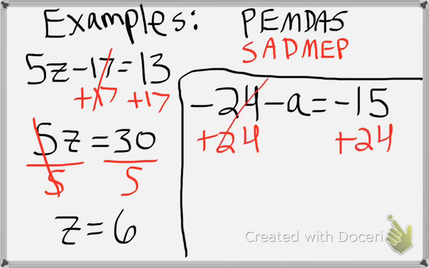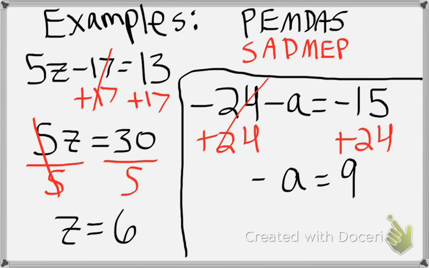That was a side thought, but my main point I want to emphasize is, now that the 24 is gone, on the left side, you still have a, but that minus sign in front of the a doesn't go away. So you actually have negative a. That minus sign becomes a negative sign for a. So then on the right side, negative 15 plus 24, well, that's going to be positive 9.